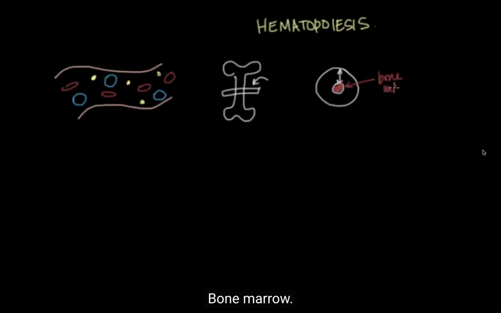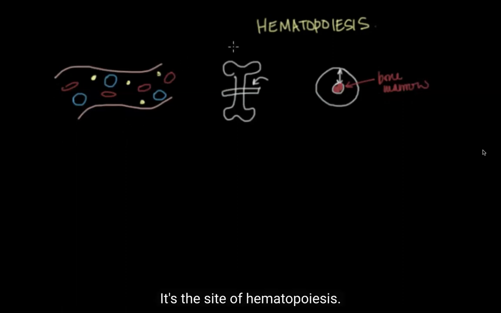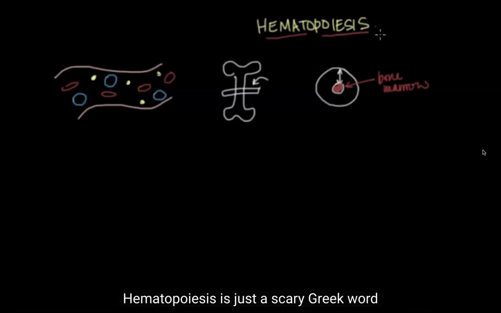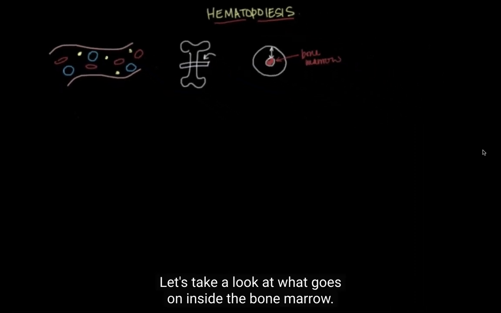Bone marrow. And bone marrow is where all of these blood cells are made. So it's the site of hematopoiesis. So hemato means blood, and poiesis means to form or to make. So hematopoiesis is just the scary Greek word that means to make blood. So let's take a look at what goes on inside the bone marrow.